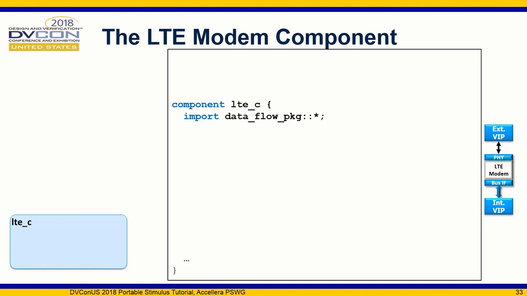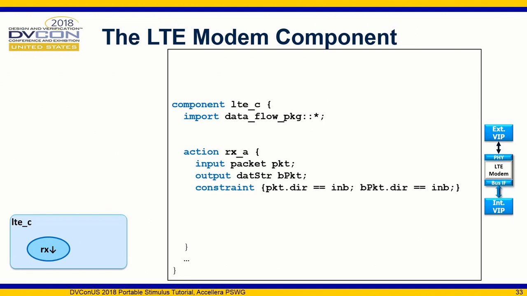You decided to call it a component because it represents that piece of stuff that you're actually verifying, and it's a reusable thing in portable stimulus. It actually kind of serves as a namespace as well, for those of you that care. So we can import the data flow package into this thing, and we define our actions. We have a receive action. So we're going to input a packet, output a data stream. We're going to specify a constraint that says that these things are inbound.